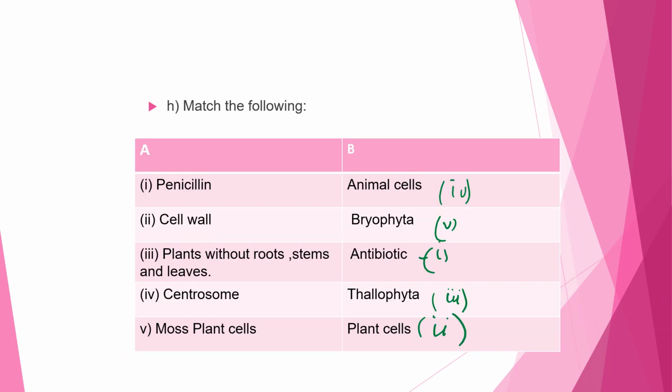Now match the following. This match the following is very easy. Penicillin is an antibiotic. Cell wall is present in plant cell. Plants with roots, stems and leaves are thallophyta. Centrosome is present in animal cells, and moss is bryophyta. Is it clear? So this is match the following. This is also done.